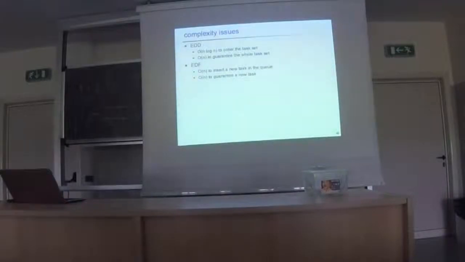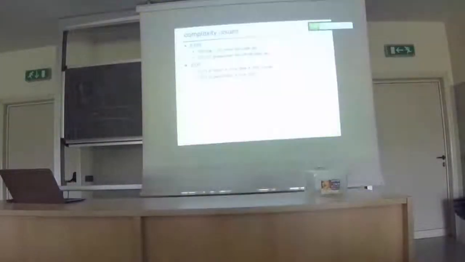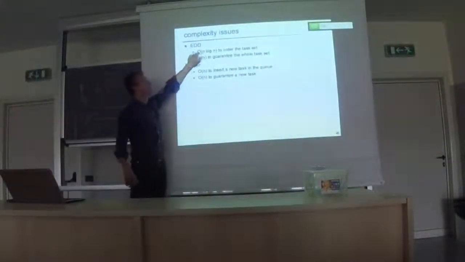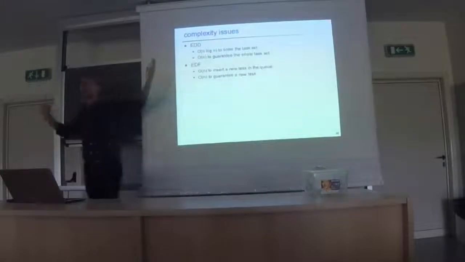Alternatively, I can use a binary tree where I insert in log n and extract in log n. You probably didn't take the algorithm course, but these are all different strategies that I can implement to keep the data structure that I need for this queue to extract and insert new tasks based on the deadline. For now, we just assume that when all tasks are ready, I can use a sorting algorithm like quick sort.